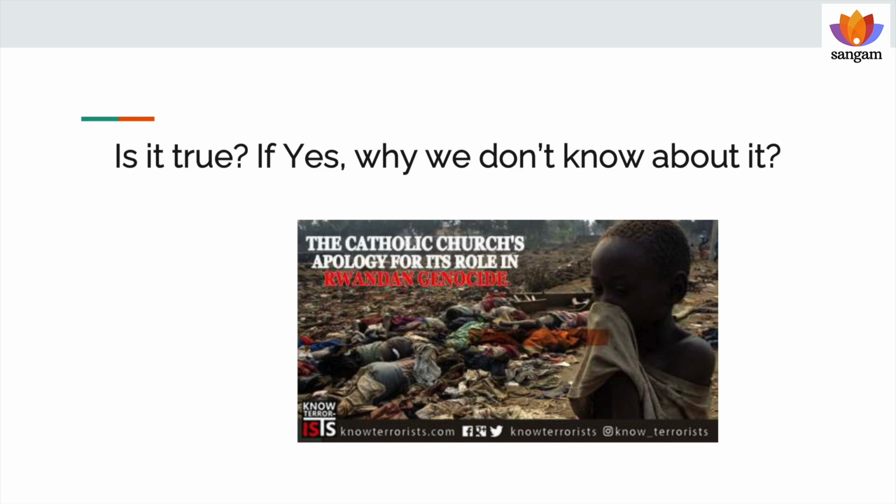There's again a design. There are people who control the platform. They don't want the average Hindu or average Indian or average person in the world to know about the role of the Catholic Church in the Rwanda genocide. 800,000 people died in this genocide. That is the reason it's called the Rwanda genocide. It is one of the biggest killings of native people of Rwanda that we have seen.